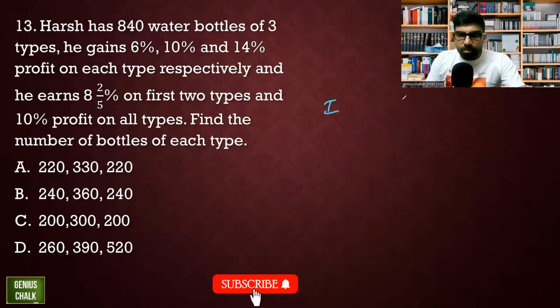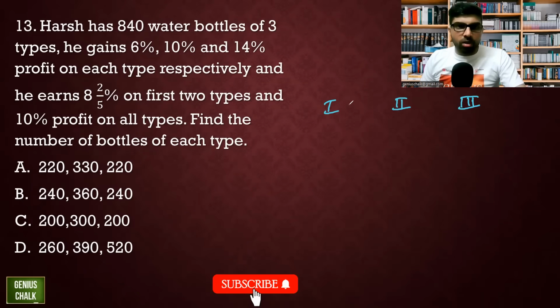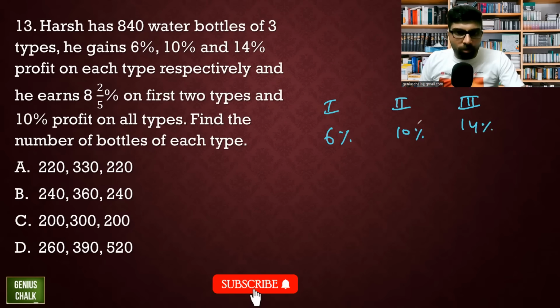The first type, second type, third type. He has 840 bottles. Fine. On the first, he gains 6%, second 10%, and third 14% profit, and earns 8.2 by 5 on the first two, and 10% profit on all. Now find the number of bottles.